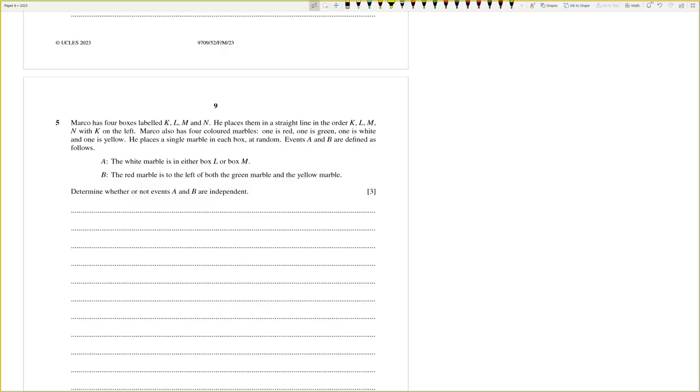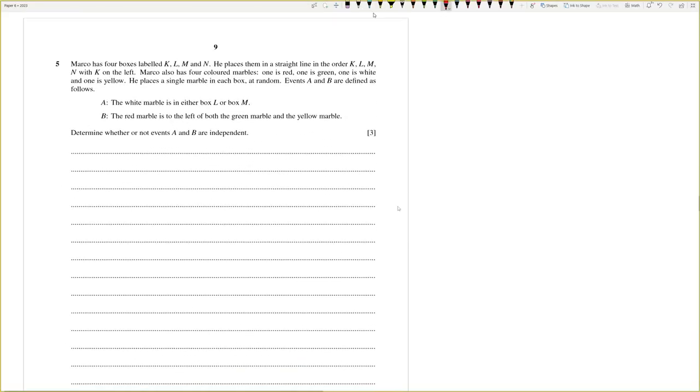Events A and B are defined as follows. A: the white marble is in either box L or box M, and B: the red marble is to the left of both the green marble and the yellow marble. Determine whether or not they are independent. Interesting. So let's do this, guys.